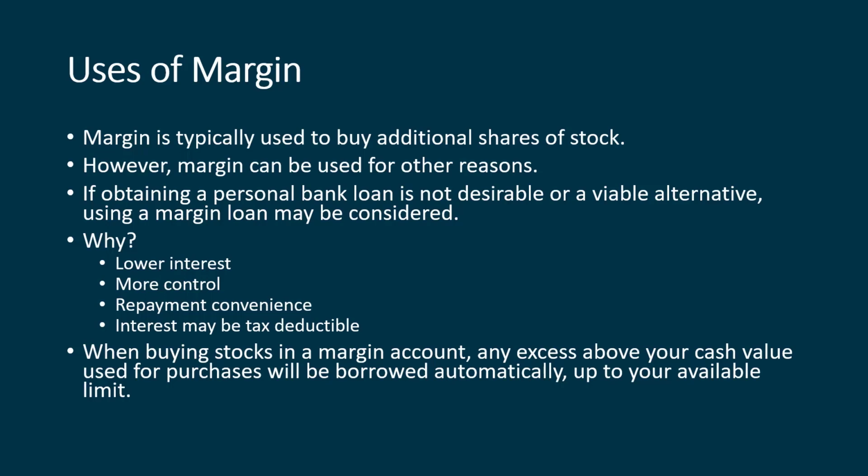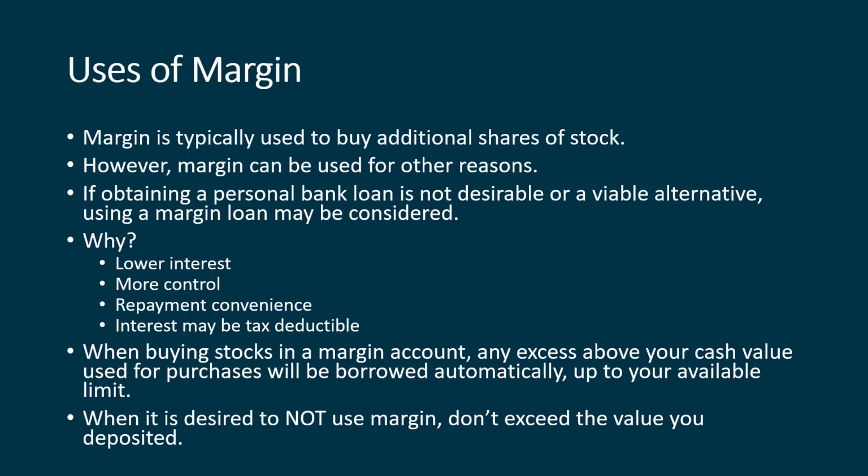And you can borrow up to your available limit. So if you have a $10,000 account, and it's a margin account, you have up to $20,000 of buying power, and you go in and you borrow $3,000 for additional stock purchases, you still have $7,000 available to you. When it is not desired to use margin, don't exceed the value you deposited. If you don't want to use margin and it is a margin account, because they come and use your money first, at least that's been my experience. But if you don't want to use margin, don't buy more than $10,000 worth of stock.